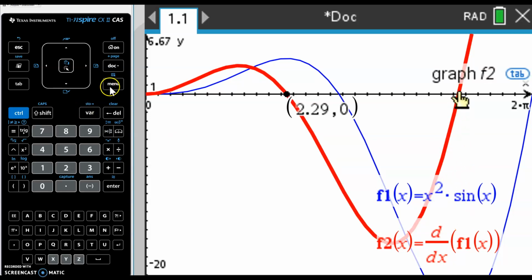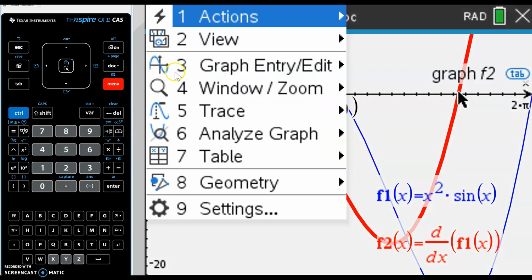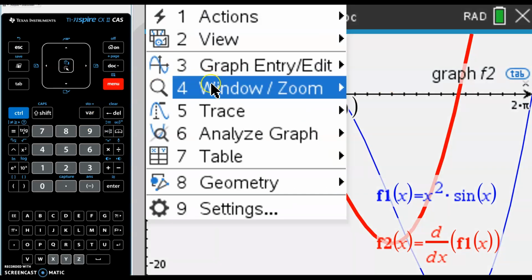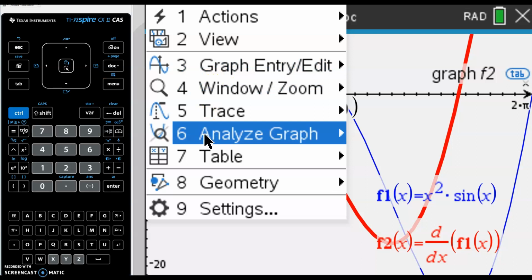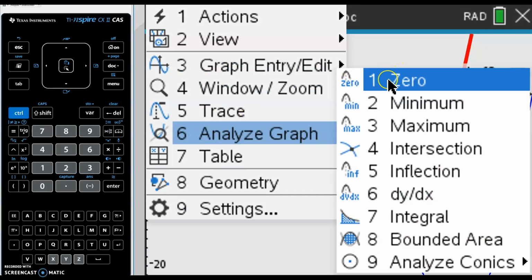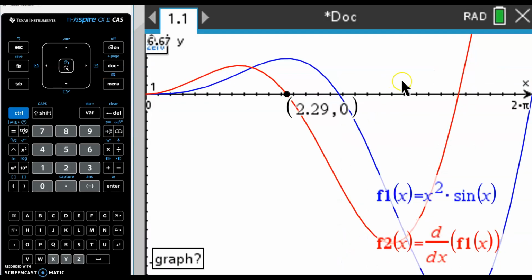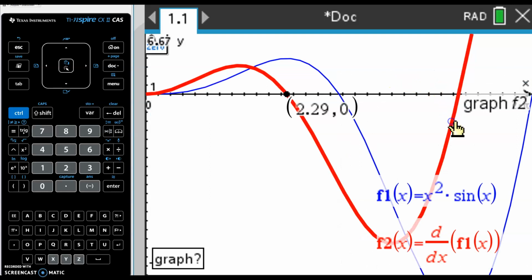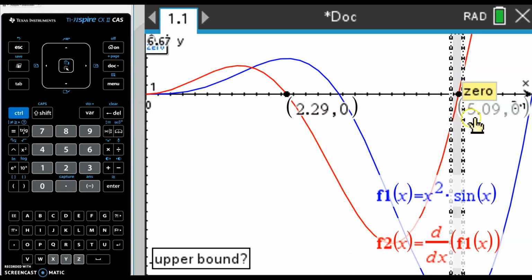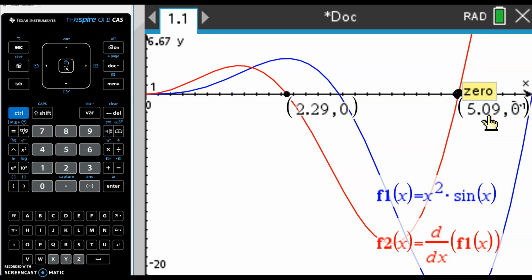So let's do this again and analyze graph. We'll go to 0. And again, I want it of this graph, so I'm to the left, 0 over to the right, and there's 5.09.